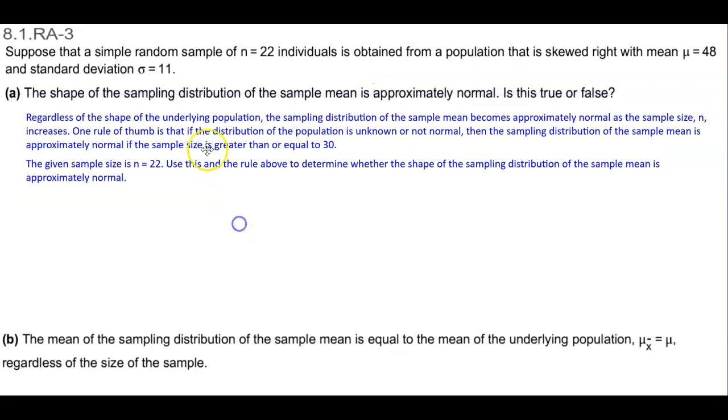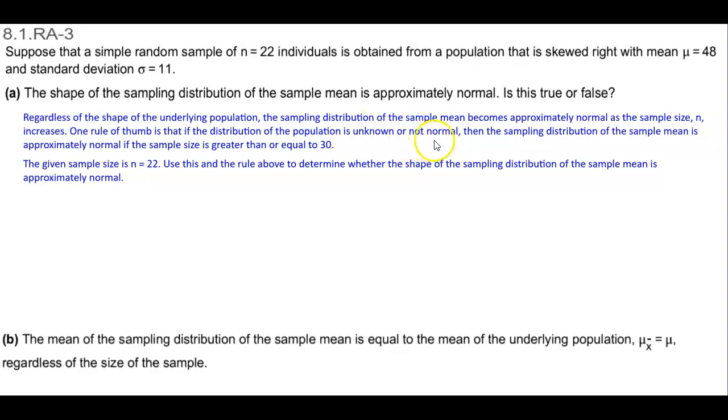Well, regardless of the shape of the underlying population, the sampling distribution of the sample mean becomes approximately normal as the sample size n increases. One rule of thumb is that if the distribution of the population is unknown or not normal, then the sampling distribution of the sample mean is approximately normal if the sample size is greater than or equal to 30. The given sample size is n equals 22. So we're going to use this rule above to determine whether the shape of the sampling distribution of the sample mean is approximately normal.